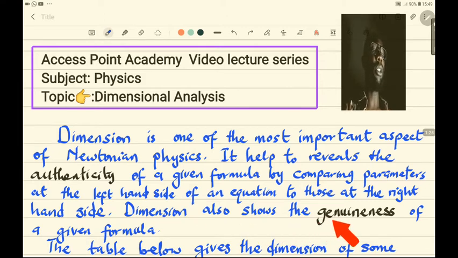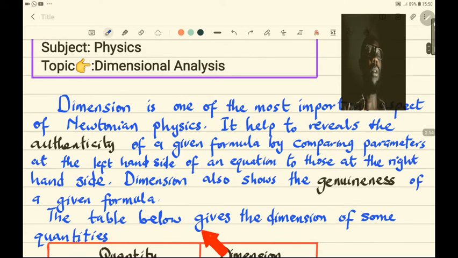Dimension also shows the genuineness of a given formula, to let us know if a formula is really correct or if it is not correct. So it shows the authenticity, the genuineness, how important a formula is. If kinetic energy is equal to half mv squared, you should be able to prove that the left hand side of the equation, which is kinetic energy, is equal to mass multiplied by the square of velocity. Dimension will teach us that.